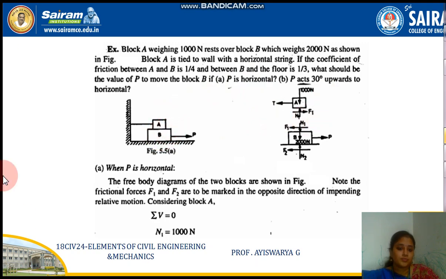Just see, A block and B block are drawn. Block A has a weight of 1000 Newton, and block B has a weight of 2000 Newton. The reaction will be produced only at the contact surfaces, that is, between the floor and B, and between A and B. So draw two reactions, N1 for block A and N2 for block B. And for block B there is also a contact from A, so draw the same N1 in both directions.